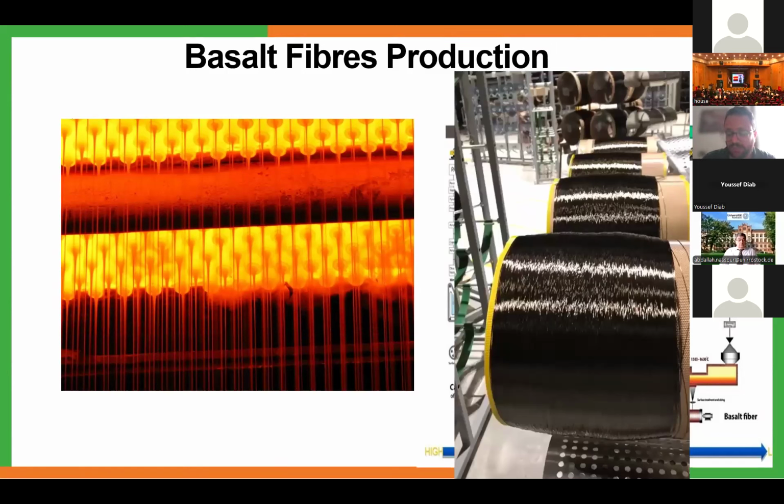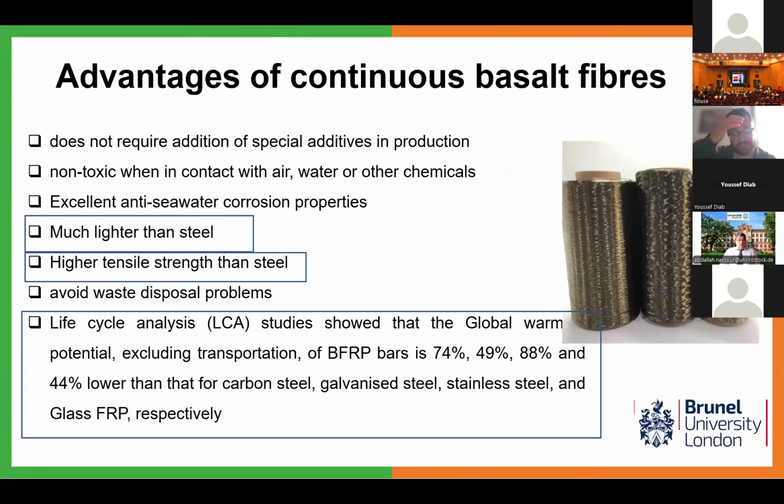Now, after that, we're going to use these fibers for advantage. So what is the advantage of these fibers? Basically, the main advantage is that it's lighter than steel and has higher strength than steel. The most important thing nowadays is life cycle analysis, showing that the embedded carbon of basalt fiber reinforced polymer is 74% lower than carbon steel, or even 88% lower than stainless steel. So it is more convenient to use it in a lot of structures because it will reduce the embedded carbon of structures.